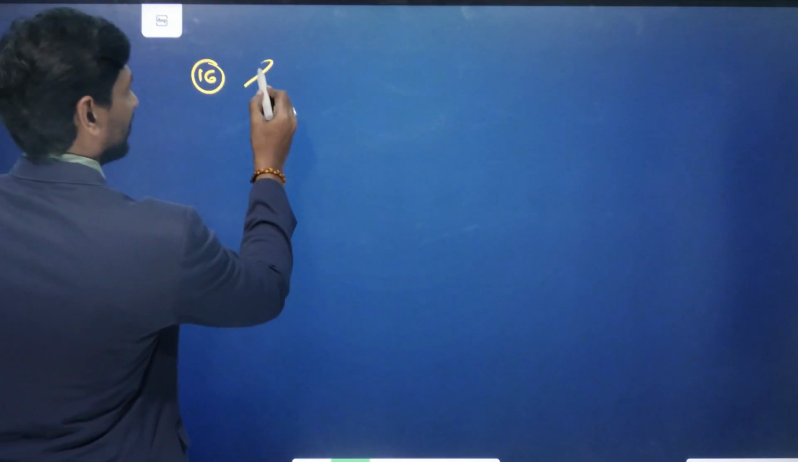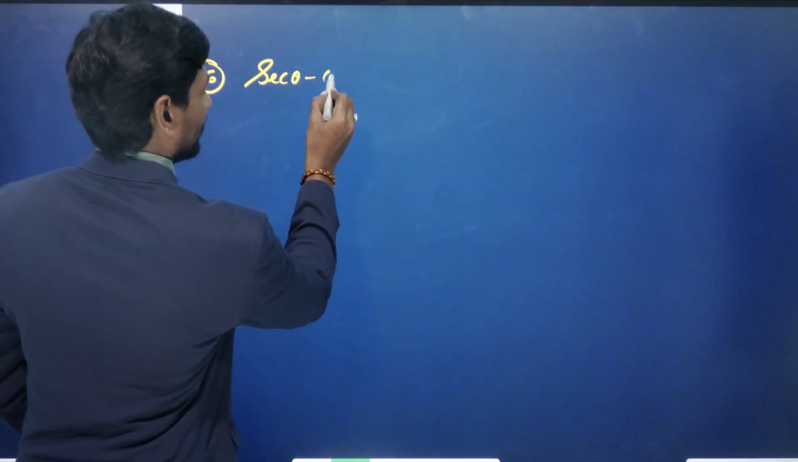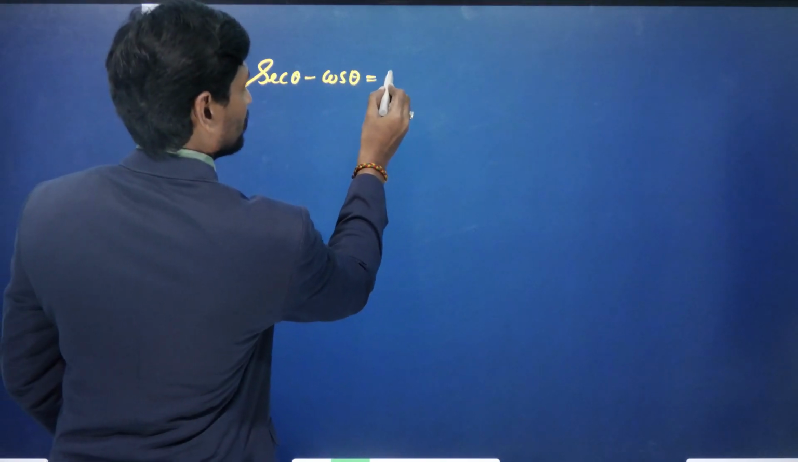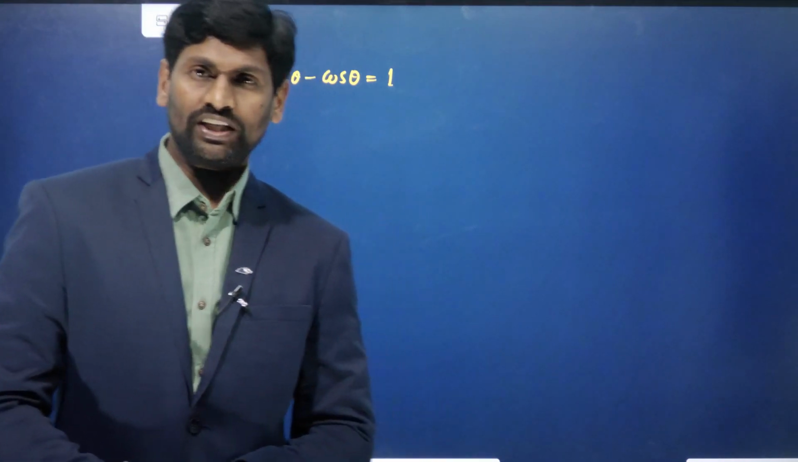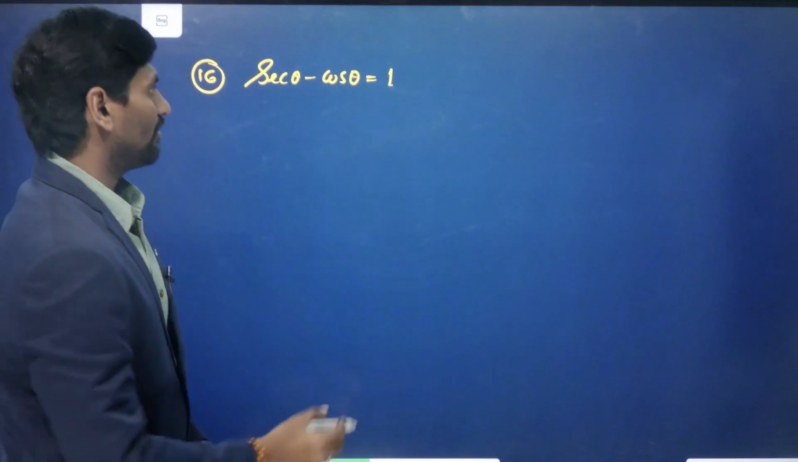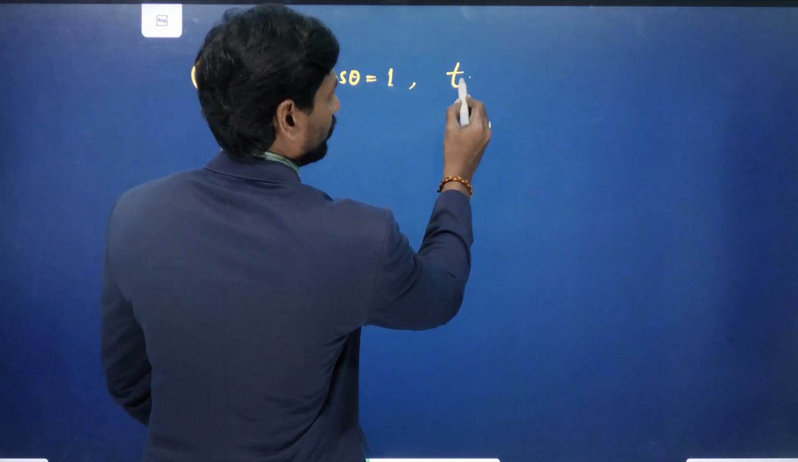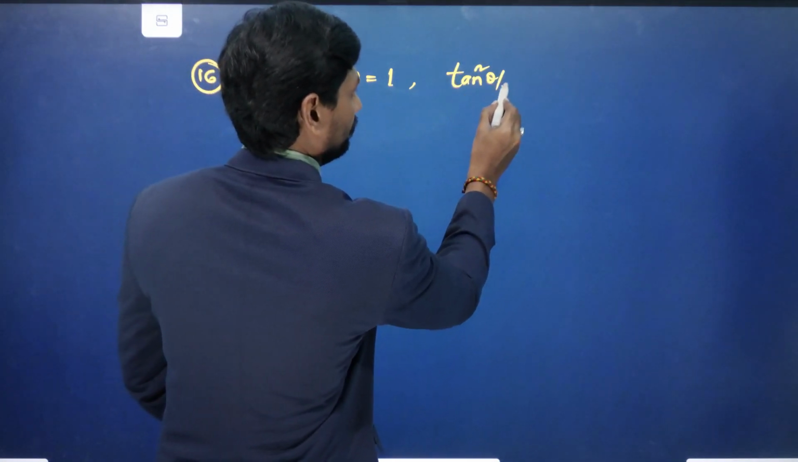It is given that secant theta minus cos theta equals 1. We need to identify the value of tan square theta by 2. We have to find the value of tan square theta by 2.